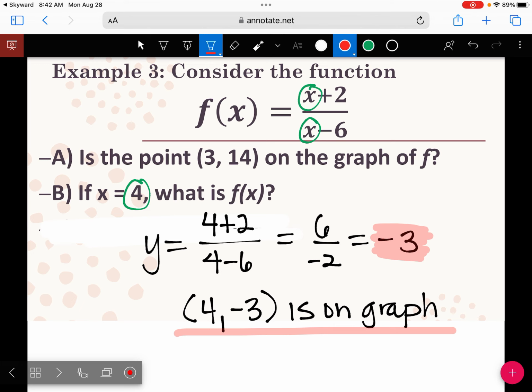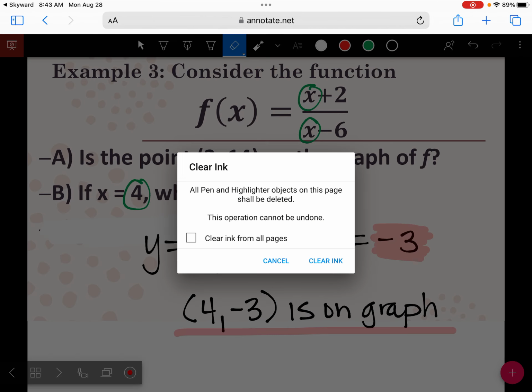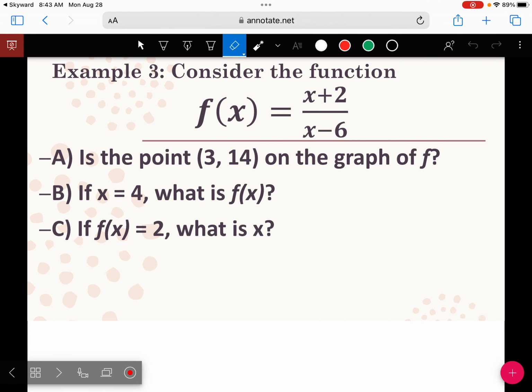All right, almost done for today. Go ahead and copy down question C. So question C says, and I think the hardest part is reading these questions, what is that saying? If y equals 2, then what is x? Exactly. If y equals 2, then what is x? Now that's going to be an equation that you have to solve.